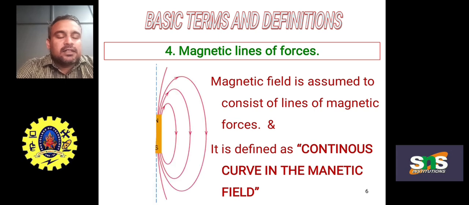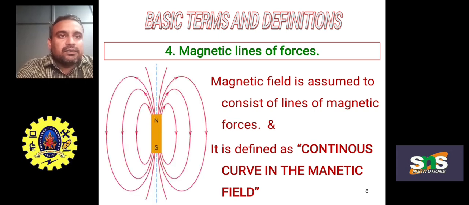Then the next important term is magnetic lines of force. The magnetic field is assumed to consist of lines of magnetic force, which are defined as continuous curves in the magnetic field. The diagram shows the north pole and south pole, with the lines of force passing towards the south pole. The amount of magnetic force depends upon the applied field.